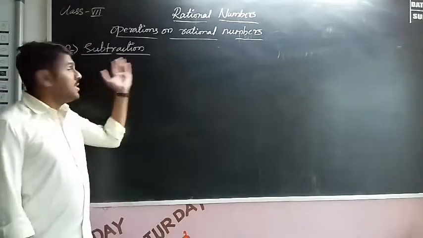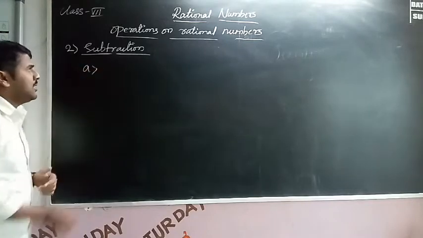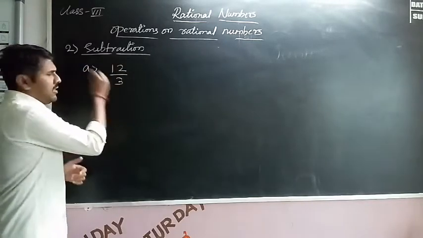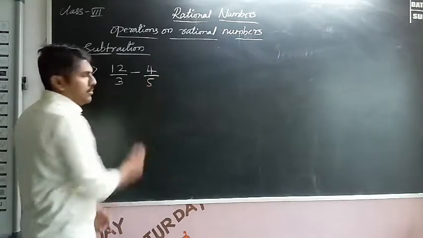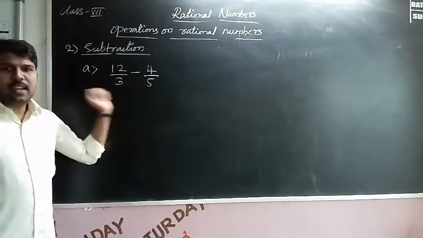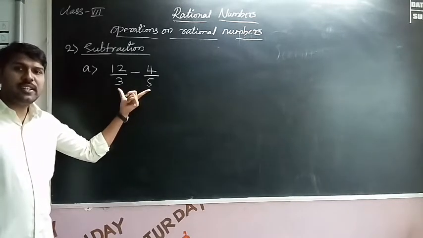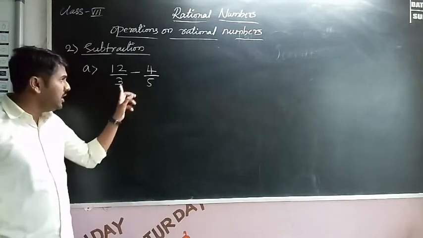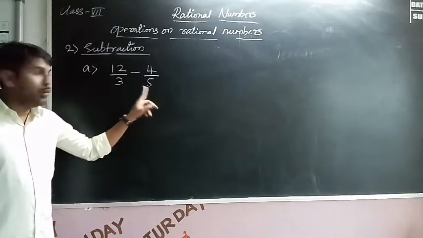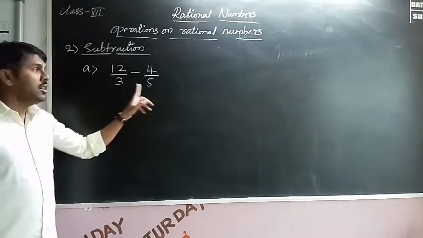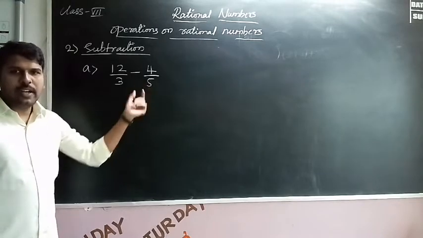So second, subtraction. So how to subtract a rational number? So take note of the examples. 12 by 3 minus 4 by 5. So how to subtract the rational numbers? First, here the denominators are different. So first make the denominator the same. So take the LCM of these two numbers. Here, is there any common factor between 3 and 5? No, only one is the common factor. If only one common factor is there, that means just cross multiply. You will get the direct LCM.